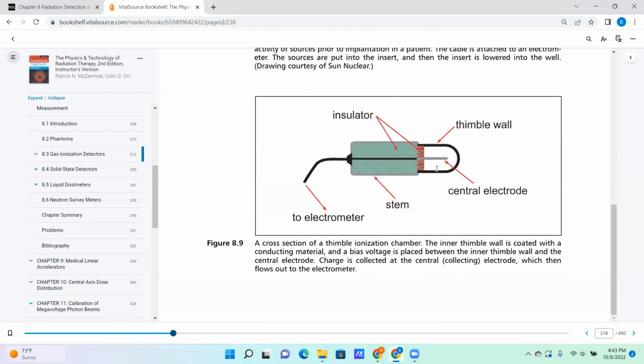So you've got a thimble ionization chamber here where you've got the thimble wall, you've got a central electrode, you've got the stem, and then you've got insulators. The inner thimble wall is coated with a conducting material, and a bias voltage is placed between the inner thimble wall and the central electrode. So in between here. Charge is collected at the central collecting electrode, which then flows out to the electrometer.